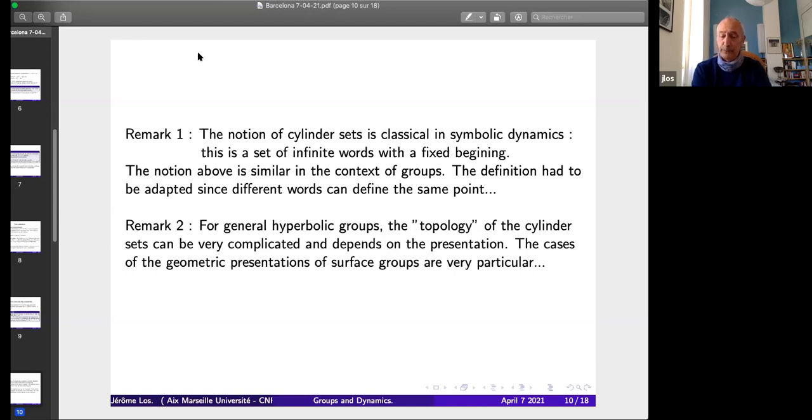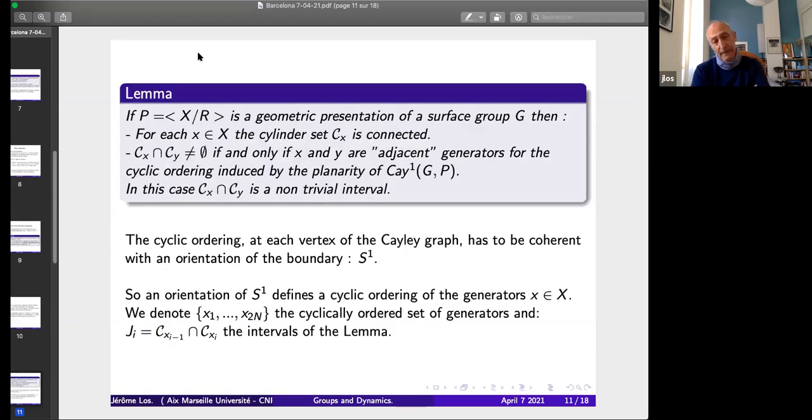What is good news is that for this very special surface group and very special presentation, the geometric presentation, we have this lemma that tells you that for a geometric presentation of a surface group, if you take any generator, then the cylinder set Cx is a connected set. In other words, it's an interval. And in addition, if you take two cylinder sets, they intersect if and only if they are adjacent generators, where x and y are two generators in the generating set X.